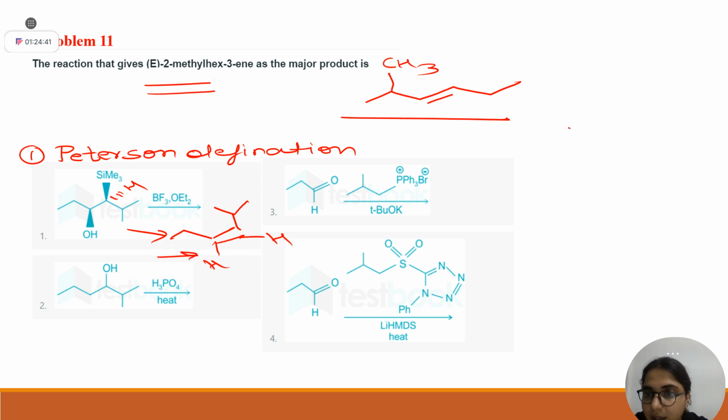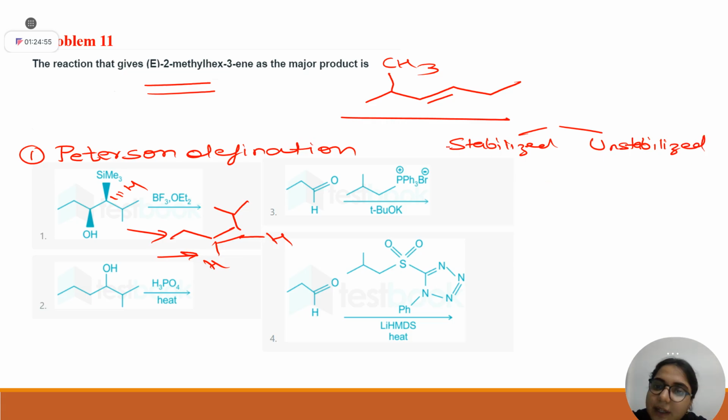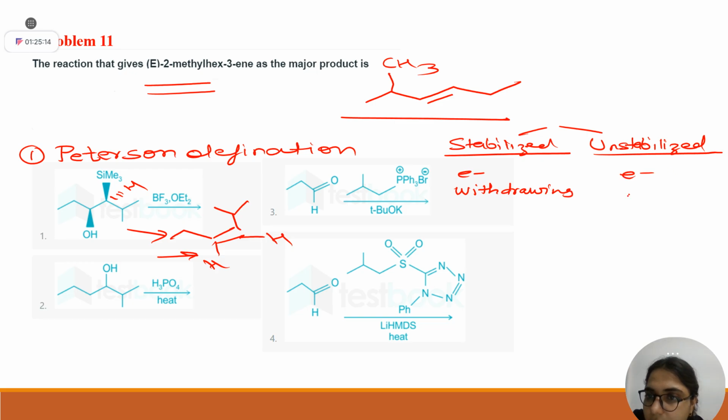Okay. Coming on to Wittig. There can be two types of ylide, stabilized and unstabilized. What are your stabilized ylides? Can anyone tell me? When there is presence of an electron withdrawing group, it is stabilized. Exactly. I have told you this in previous classes also, right? Electron withdrawing group or electron donating.